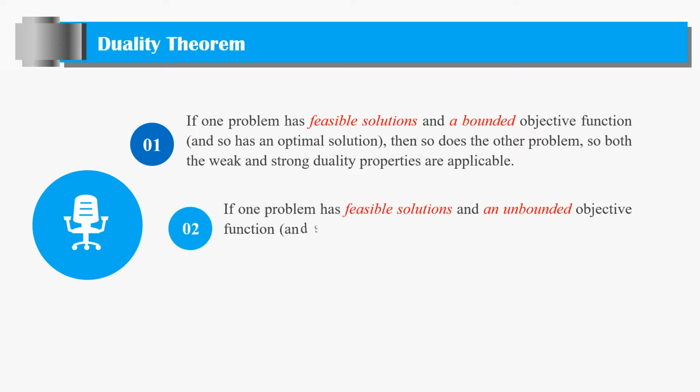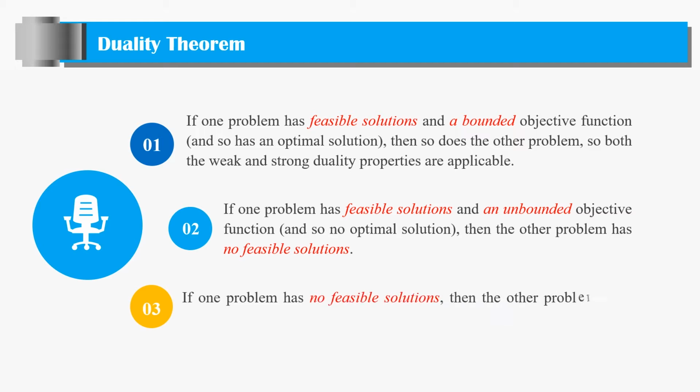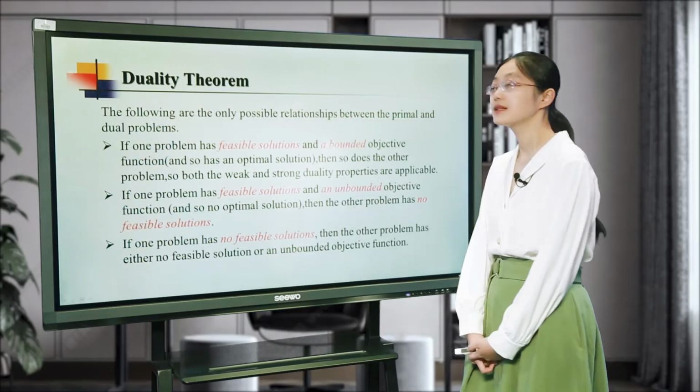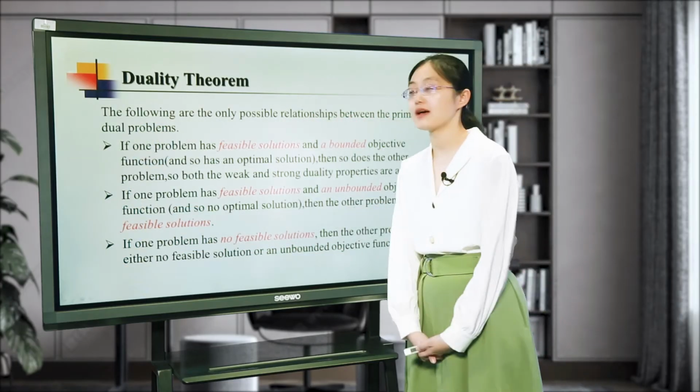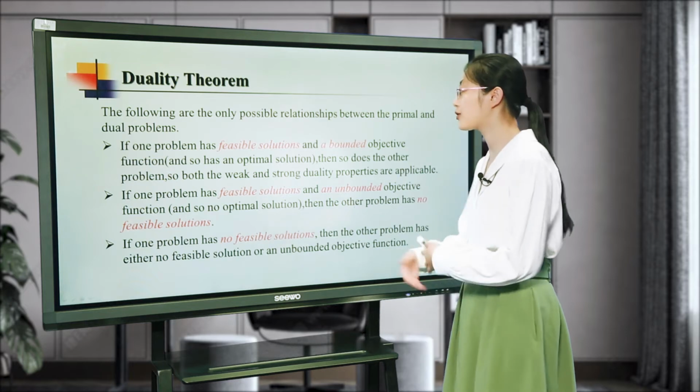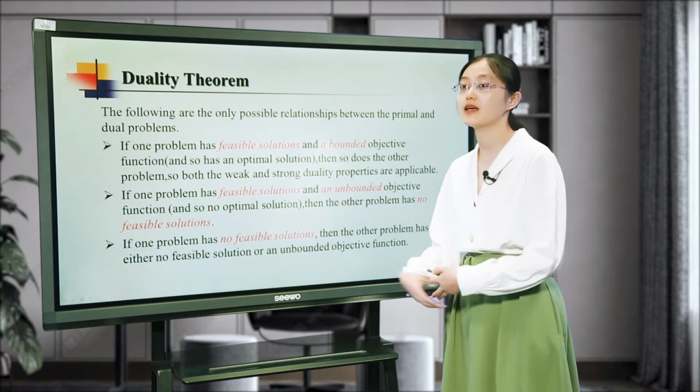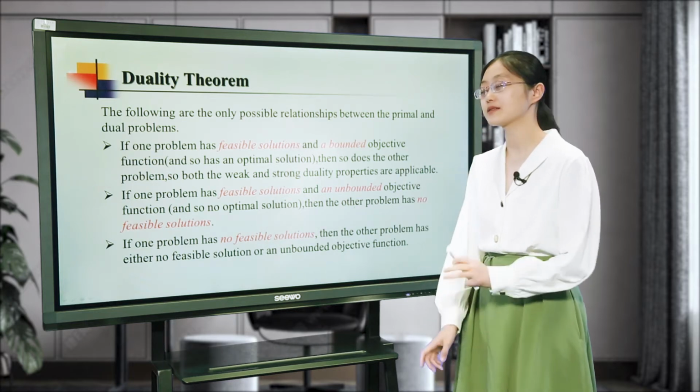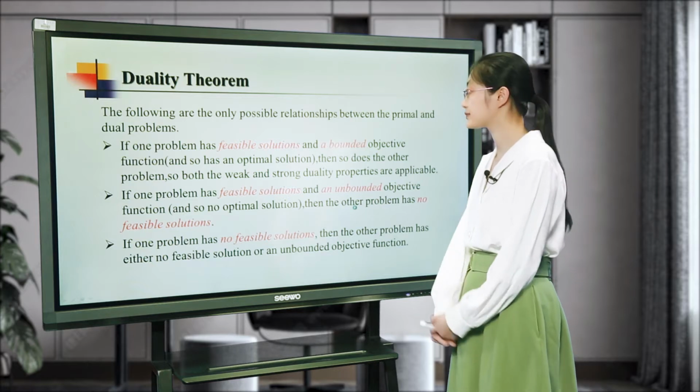Second, if one problem has feasible solutions and an unbounded objective function, then the other problem has no feasible solution. Third, if one problem has no feasible solution, then the other problem has either no feasible solution or an unbounded objective function. This means that if one problem has an optimal solution, then so does the other. Otherwise, the relation does not hold.